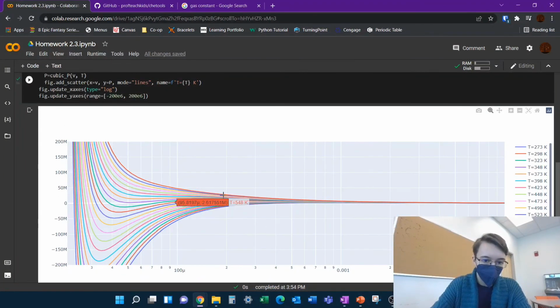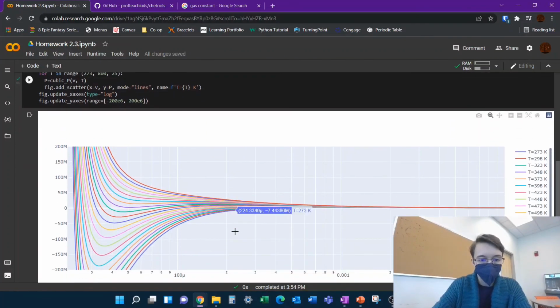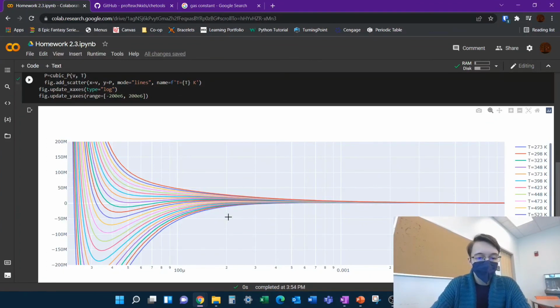We can see all the variation in this part here. And so that's how we're going to graph our generic cubic equation of state, the SRK version, for a whole bunch of different temperatures. You could do similar things for the other cubic equations of state. You just have to use the specific formulas for those specific numbers. But yeah, so there's our plot.